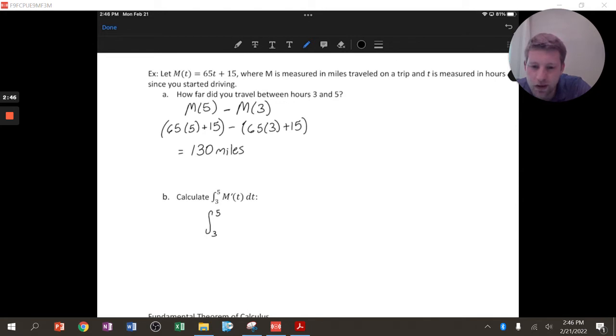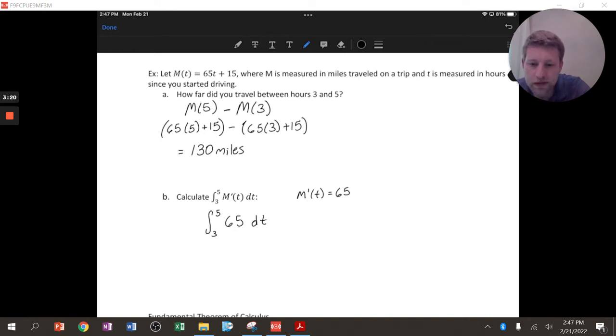And we have this M prime of t function, which is going to be using the same M function, but again, it's taking its derivative. So if I wanted to find M prime of t, I'm just going to take the derivative of my initial function, which was 65t plus 15. So the derivative here is actually just going to be a constant function, 65. So we can say we're just going to integrate 65 dt.